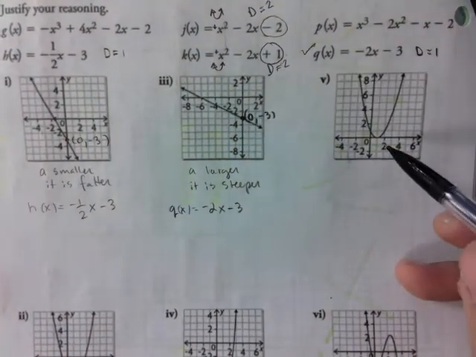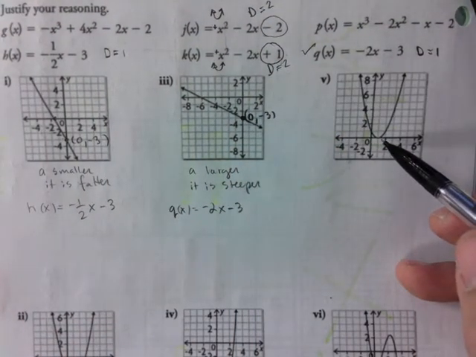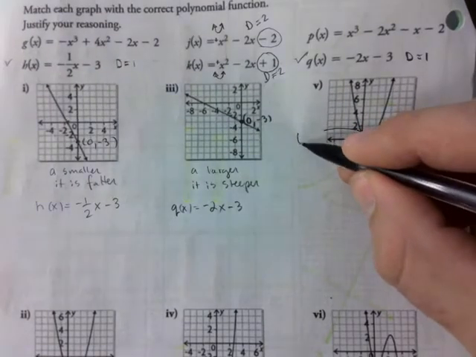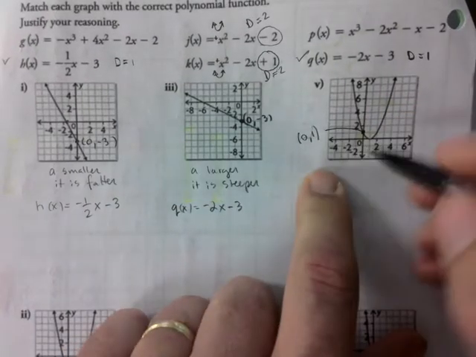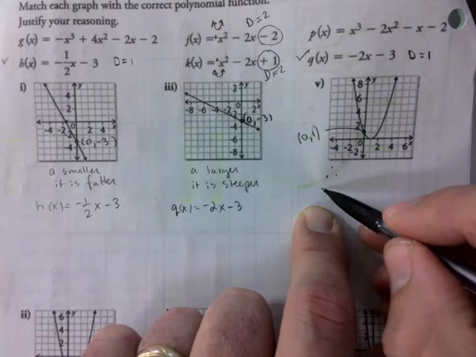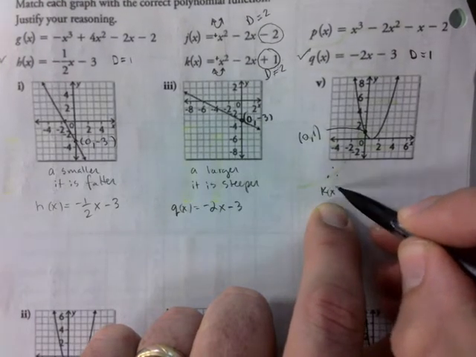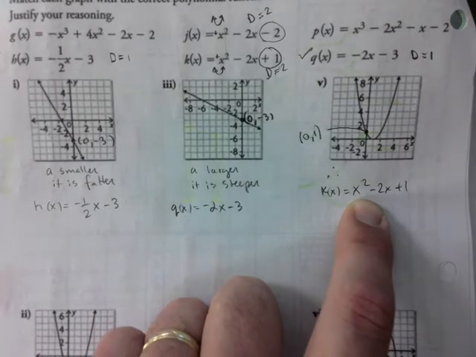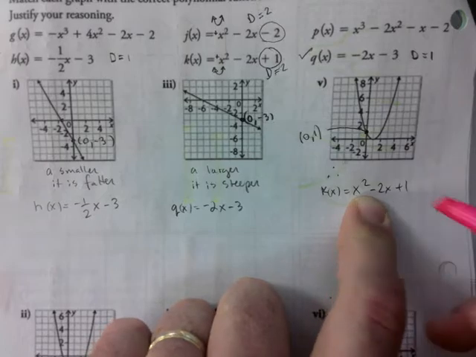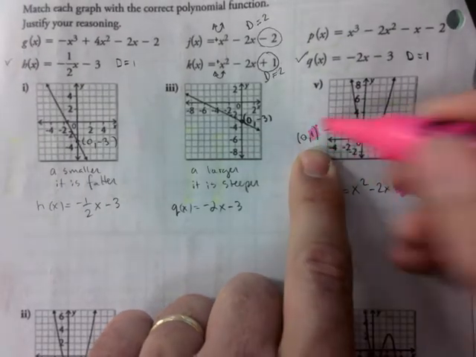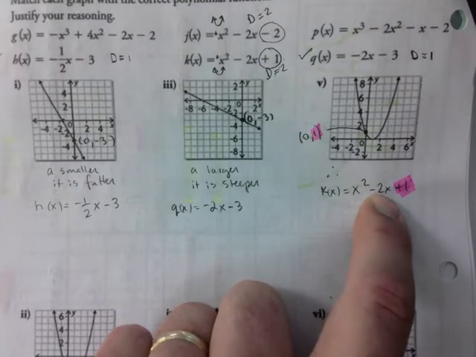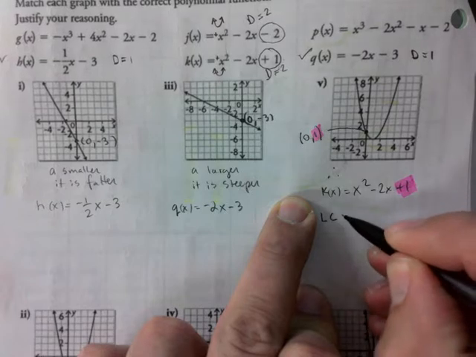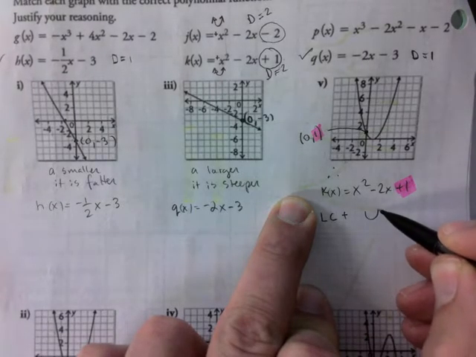So let's go ahead and find this one. This one has a +1 right there. Okay, you want to go like this, 0, 1. Therefore, this one gets the k of x, x squared minus 2x plus 1. This one gets that one because of this. We know that it matches there. Okay, that's the giveaway for this one. I will also do this. Leading coefficient is positive, so it's going to be pointing up like this.